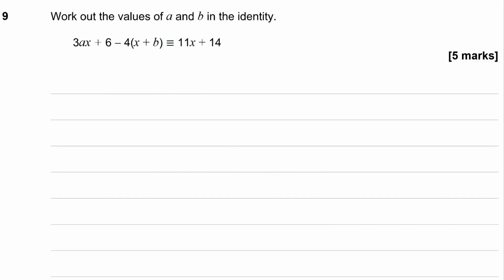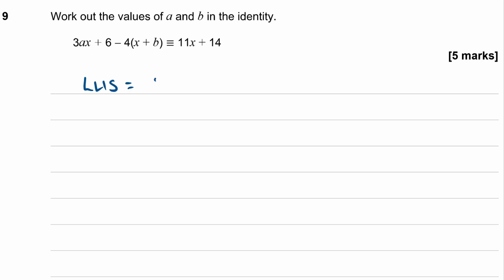Question 9, work out the values of a and b in the following identity. Okay, so we've got a complicated left hand side and a little bit more of a straightforward right hand side, and we need to work out the values of a and b. So basically we're going to be comparing coefficients here, but before we do, let's see if we can simplify the left hand side a little bit so it's a bit easier to compare.